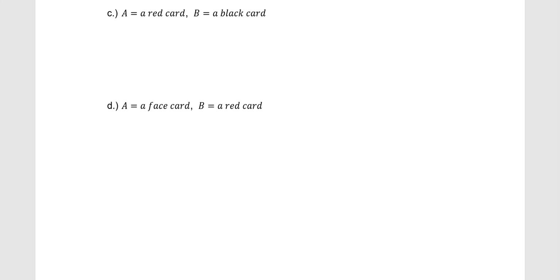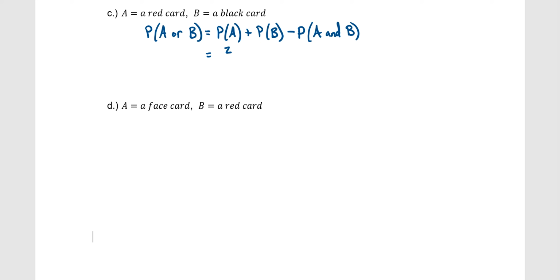Next one, we have A is a red card and B is a black card. And we want the probability of A or B. So the probability of A, the probability that it is a red card, there are 26 red cards out of 52 total. So the red cards are going to be the diamonds and the hearts. The black cards are going to be the clubs and the spades.